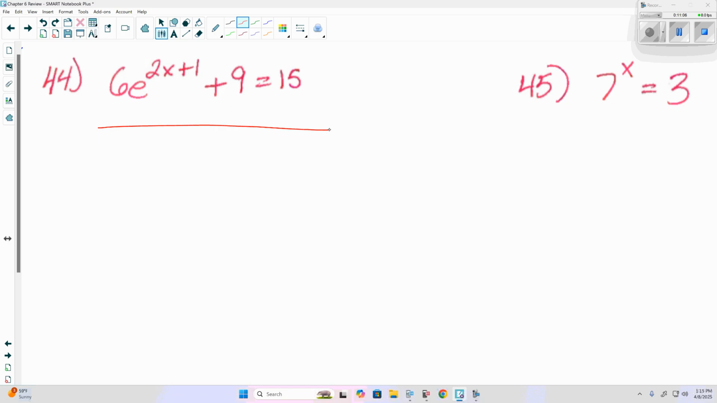We need to get that base with the variable and the exponent by itself, so e in this case. So the first thing we're going to do is subtract 9, telling us that 6e to the 2x plus 1 is equal to 6. Still not by itself, so we're going to have to divide both sides by 6, telling us that e to the 2x plus 1 is equal to 1.